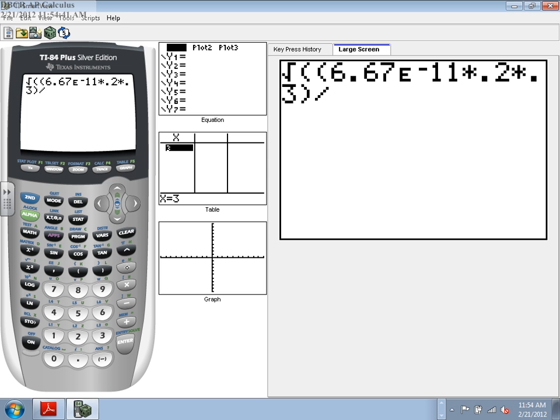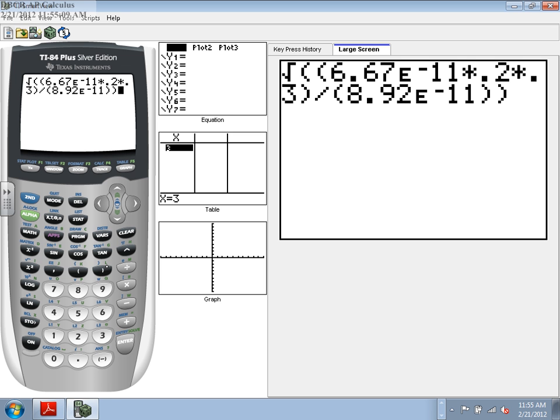Second square root to start. I'm going to open the square root first, okay? So, divided by, we want to have a denominator, okay? The denominator was what? 8.92. Okay, that's the denominator. I close the denominator, and then I close the whole thing.